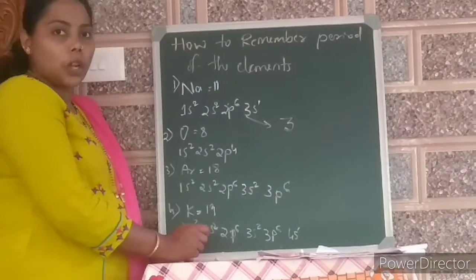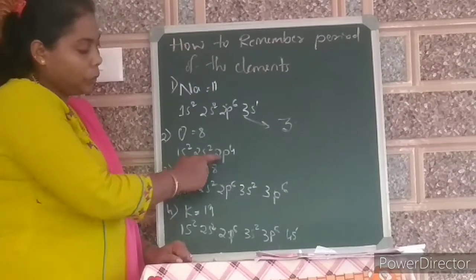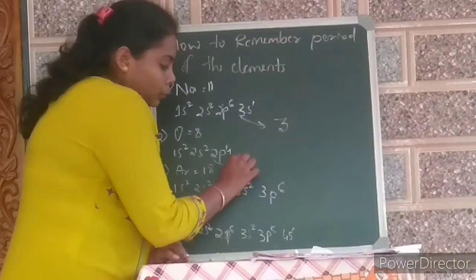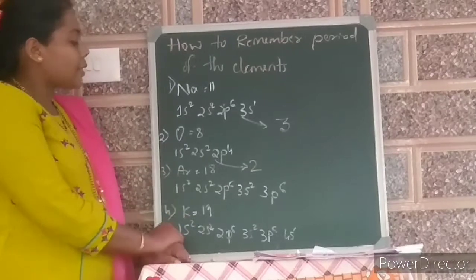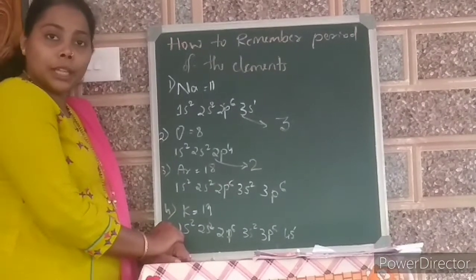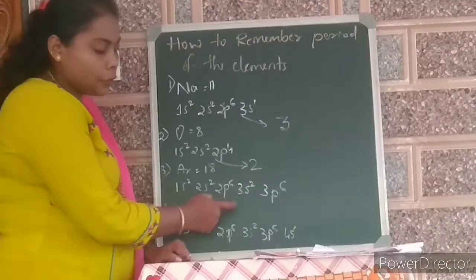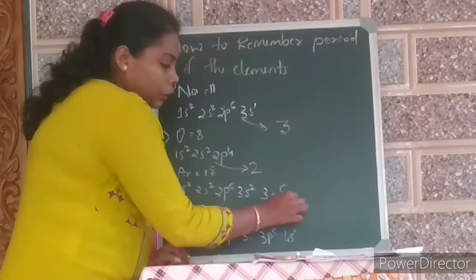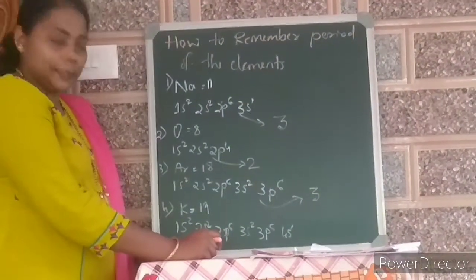Now, the next one is oxygen, which has the electronic configuration of 1s2, 2s2 and 2p4. The outermost shell number is 2. Therefore, it comes under the second period. The next example is argon, which has atomic number 18 and electronic configuration 1s2, 2s2, 2p6, 3s2 and 3p6. The outermost shell is the third one. So, it comes under the third period.